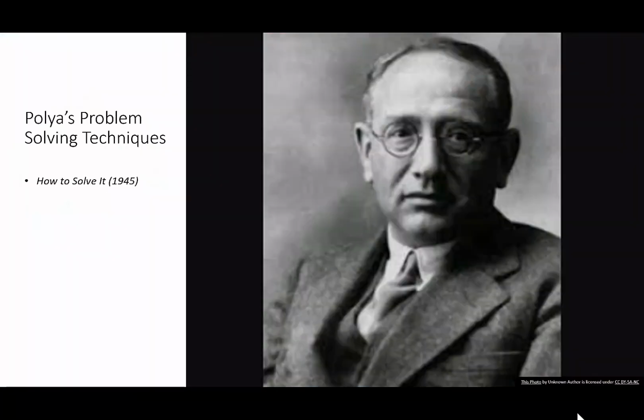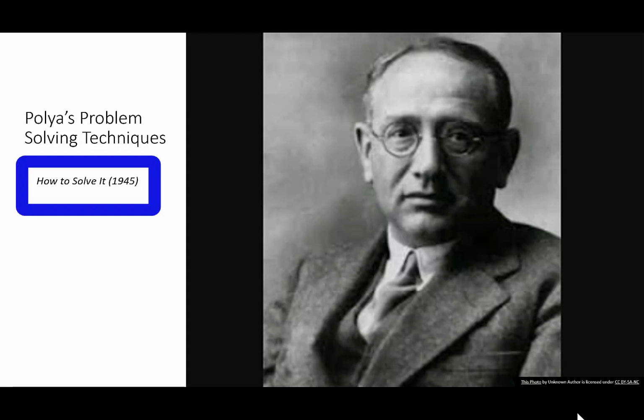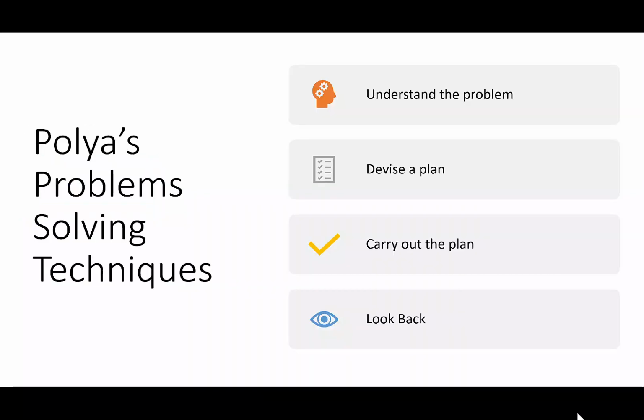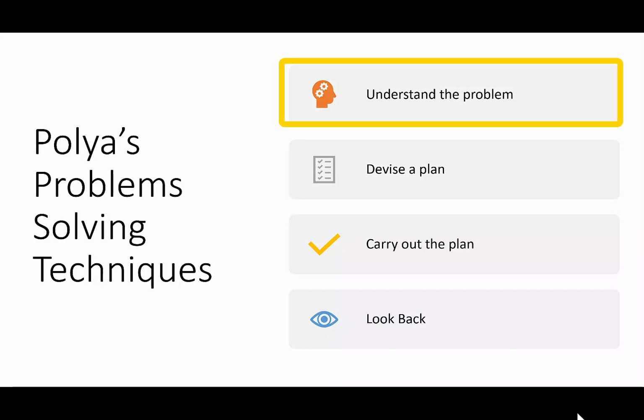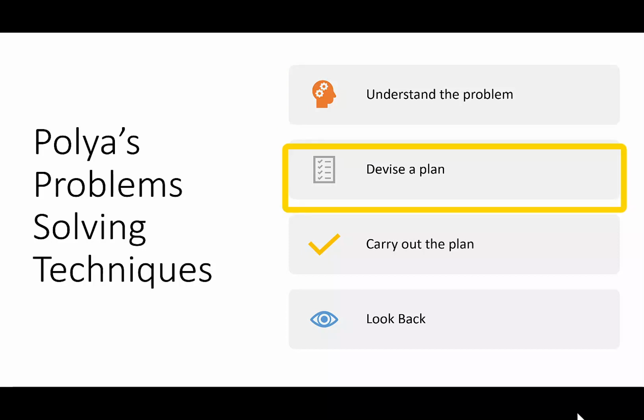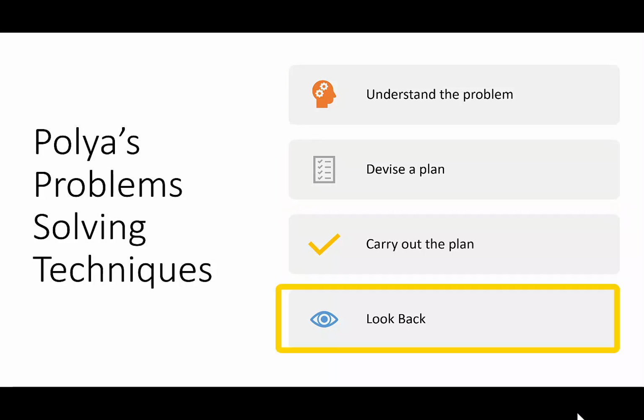We can use Polya's problem-solving techniques found in How to Solve It, 1945, to help us form a strategy to solve these real-world problems. Polya's problem-solving techniques are composed of 4 parts. The first part is to understand the problem, then devise a plan, carry out that plan, and then look back.